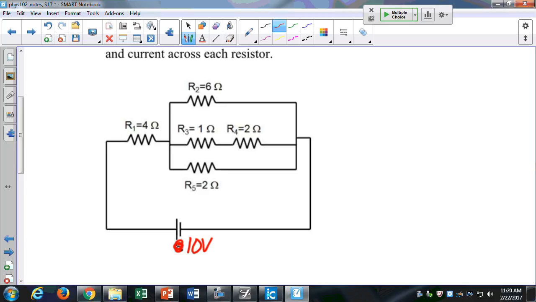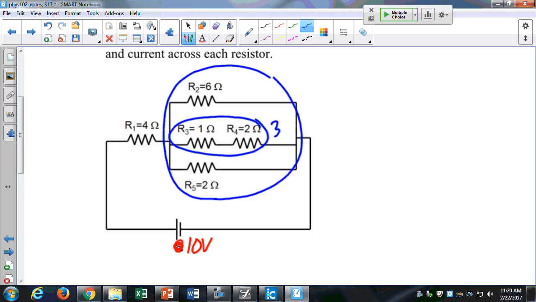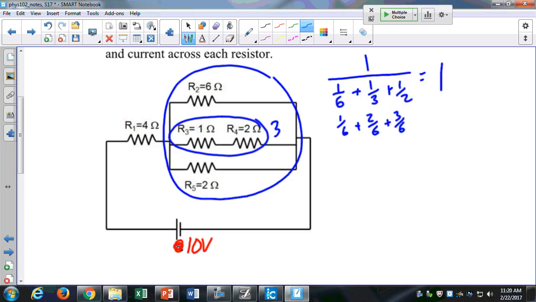All right, I'm going to step in a little bit. I'll find the equivalent of this first. 1 plus 2 is 3. And then I find the equivalent of this. We haven't seen this combination, but it works out evenly. 1 over 1/6 plus 1/3 plus 1/2. I know what that is. It's equal to 1, right? So it's 1/6 plus 2/6 plus 3/6. You see, that's 6/6. So 1 over 1 is 1.